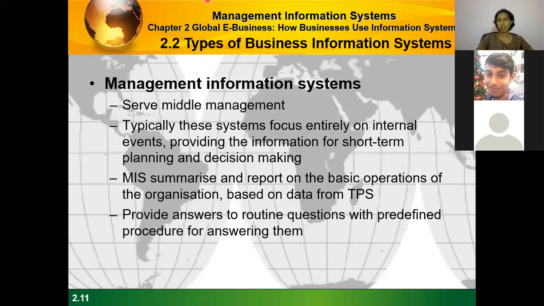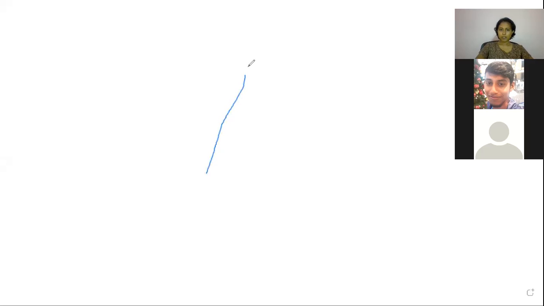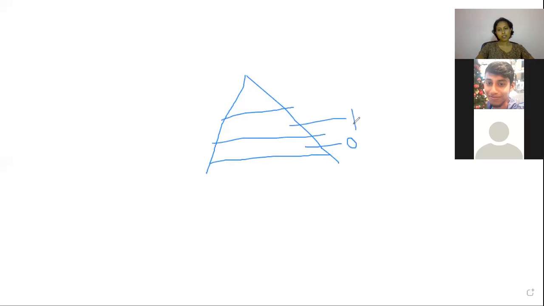So now what you have to understand is the connection between TPS and MIS. If we just try to understand the levels of an organization, excuse my drawing, here you find the operational level of the organization. Here you find the middle level of the organization. And this is where you find the TPS, right?